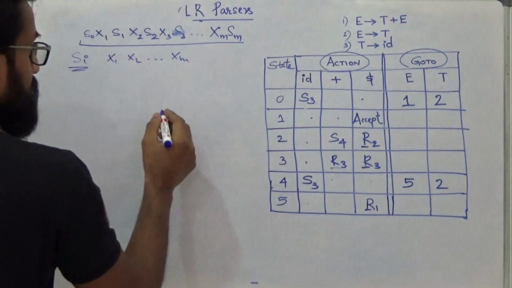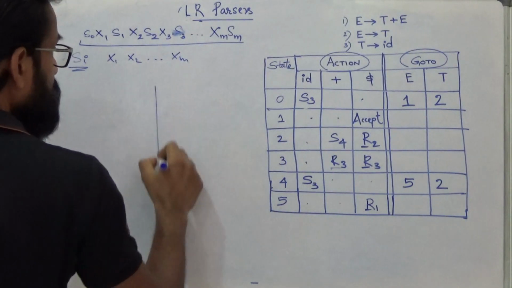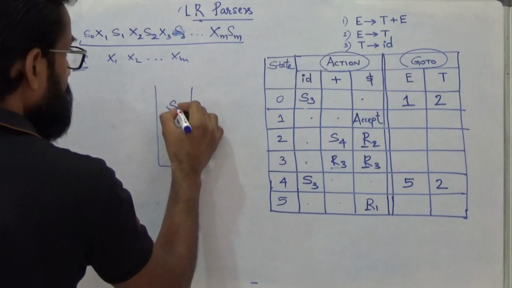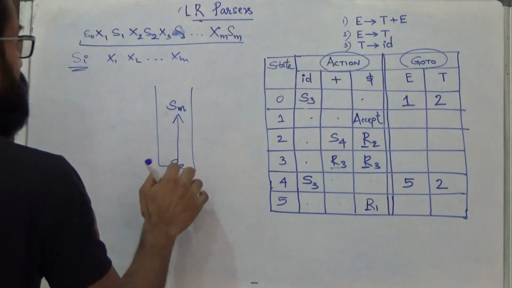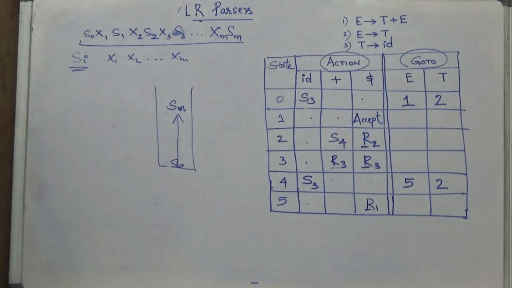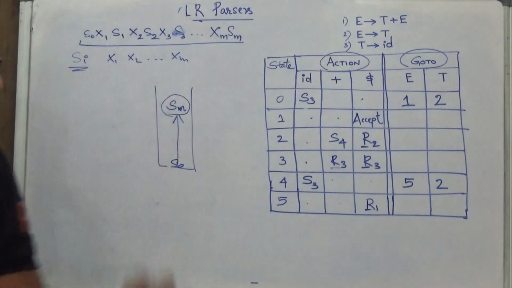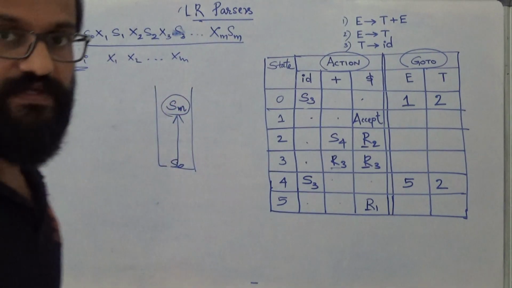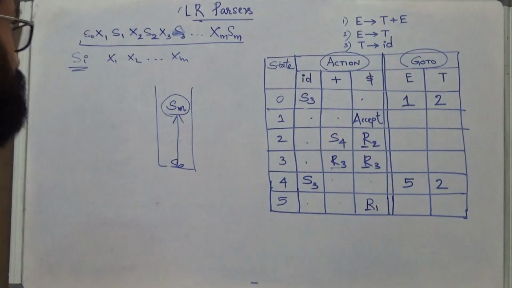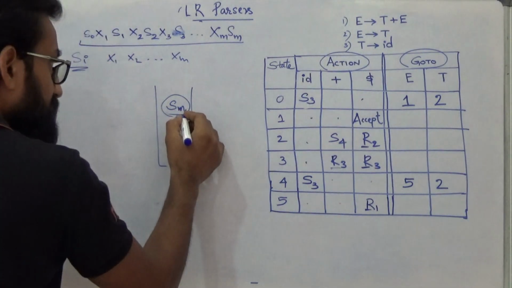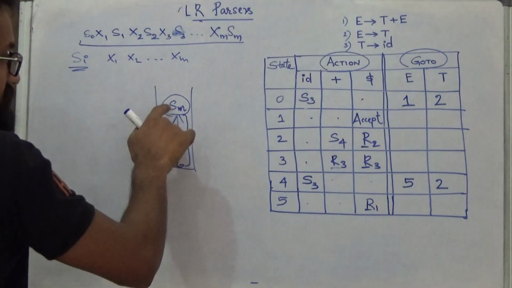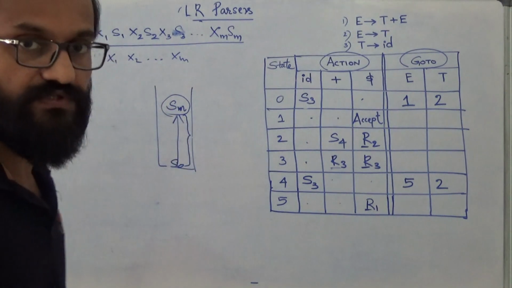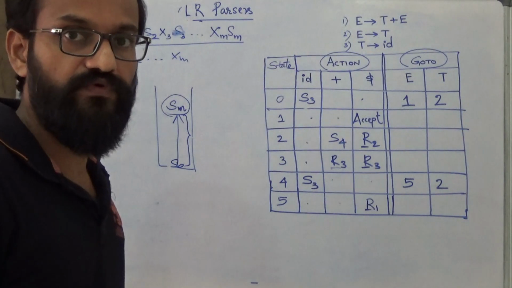So at any point some state Sm will be at the top of the stack. So you have the string from S0 to Sm in the stack. At any particular instant, a state will be there in the stack which holds the complete information regarding the string that is in the stack. So this state information helps the parser or driver program to take a decision.